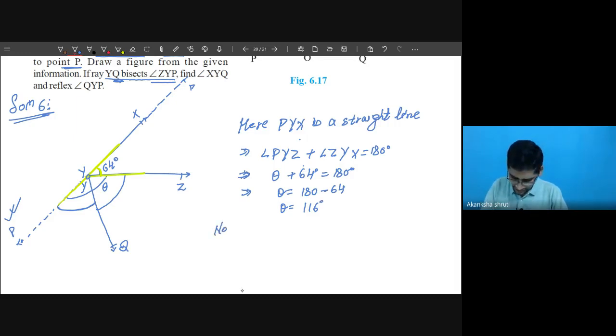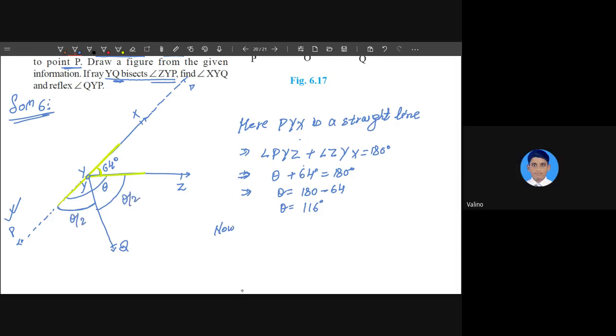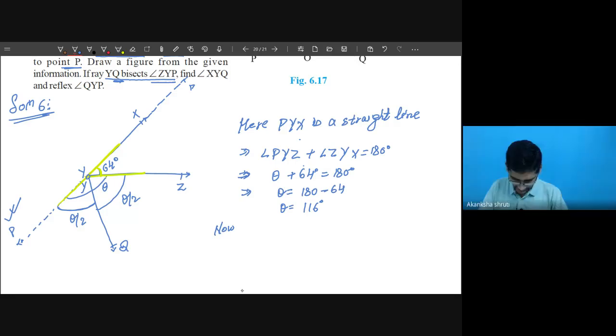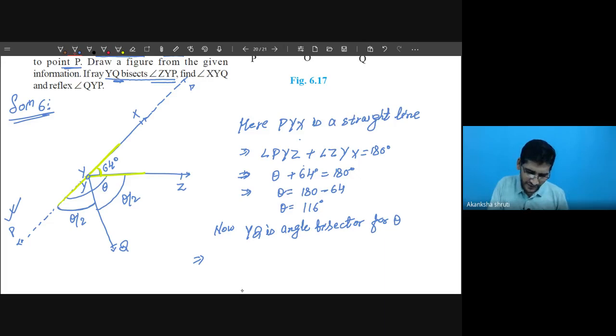Now, what is this value? This will be theta by 2. This angle will also be theta by 2, 58 degree. So you have to write now YQ is the angle bisector for theta, means it is dividing theta into 2 equal halves. So what is required? You have to find angle XYQ. Observe, student, this much angle we need to calculate.